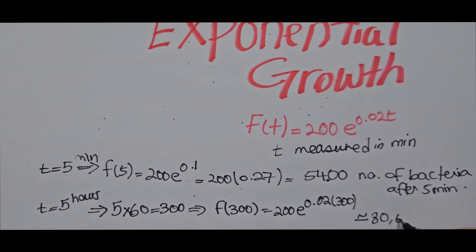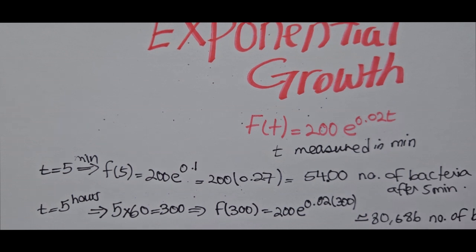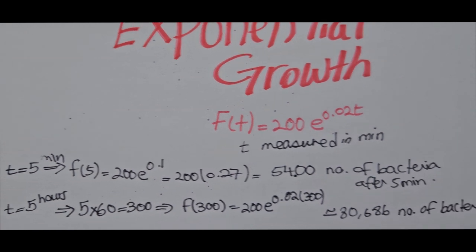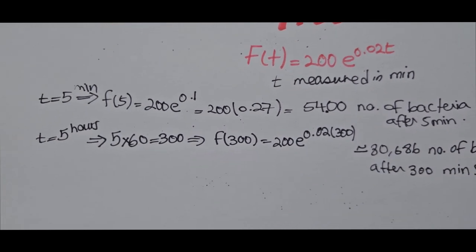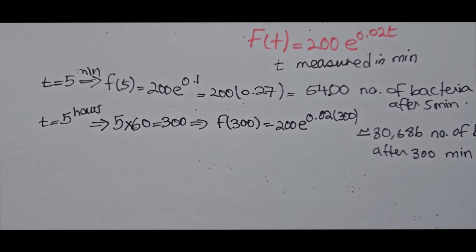80,686. Remember, guys, when you're talking about numbers and population, you always have to round it up. So these are the number of bacteria after 5 hours, or let's say 300 minutes. So if they ask you to find the number of bacteria after a typical number of hours or minutes, you simply substitute.